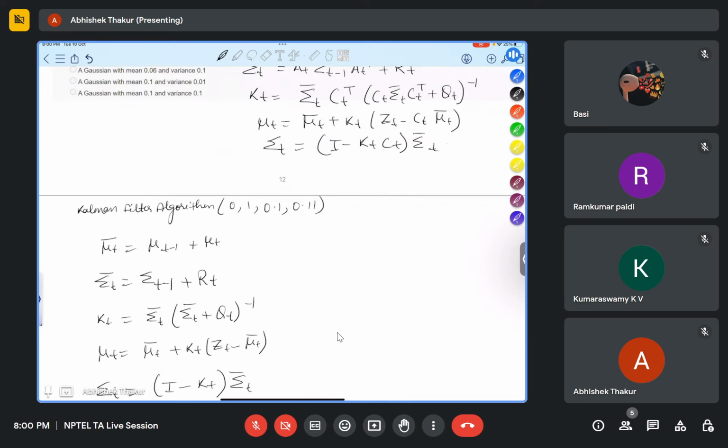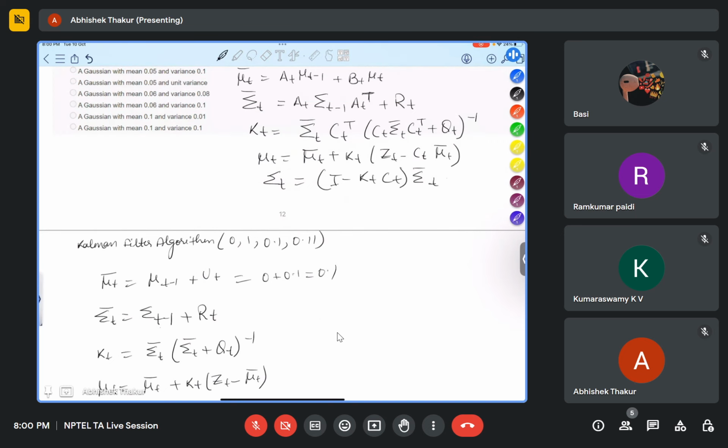So now we'll substitute all the values. For mu 1 bar, it will be mu 0 plus u1. This is actually u, this is not mu, this is u1. So this will be 0 plus 0.1, that is equal to 0.1.